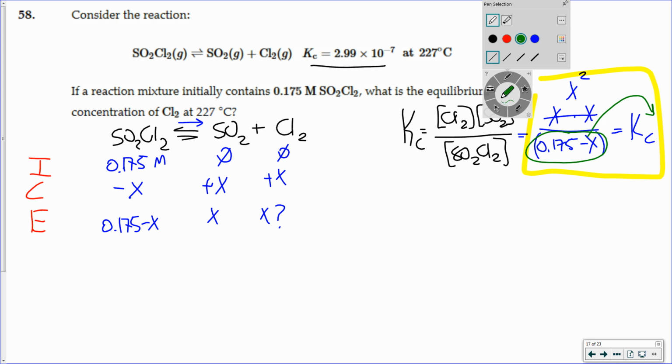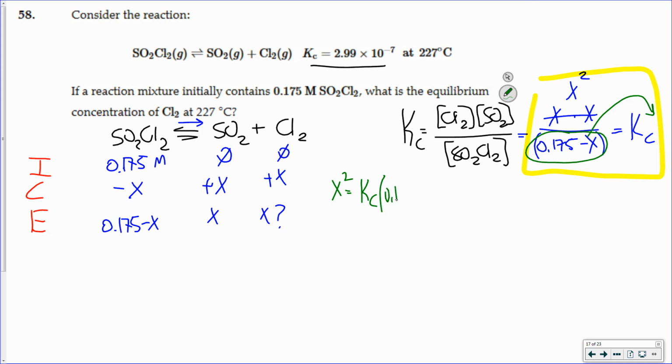All right, let's rearrange it. So on the left, I'm going to be left with x squared. On the right, I've got Kc times 0.0175 minus x. So distribute the Kc to both terms. It says that x squared is equal to Kc. And I know what that is, so I'm just going to multiply those out. So it's 2.99 times 10 to the minus 7th times 0.0175.